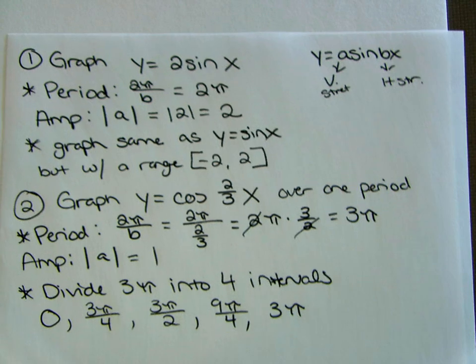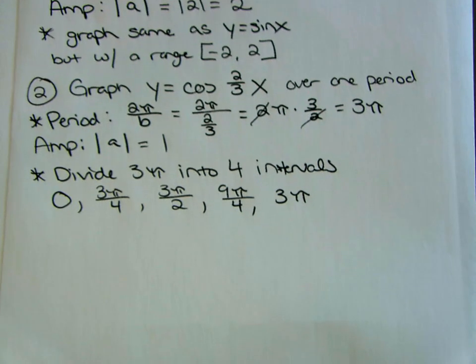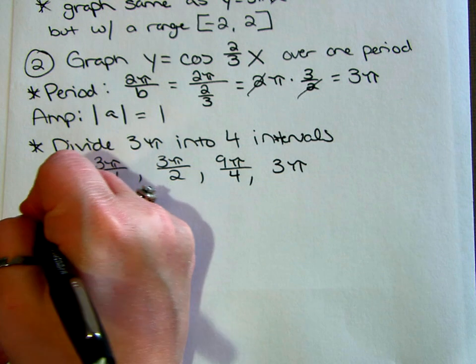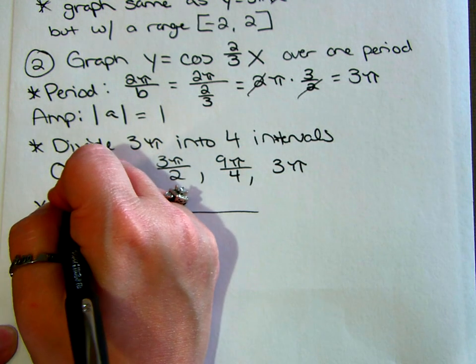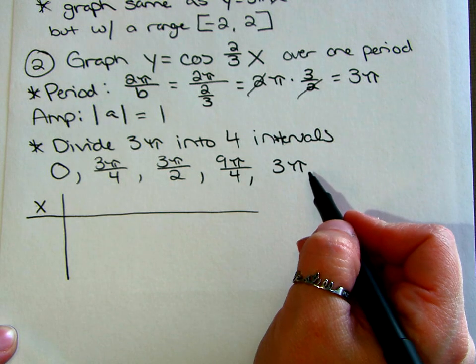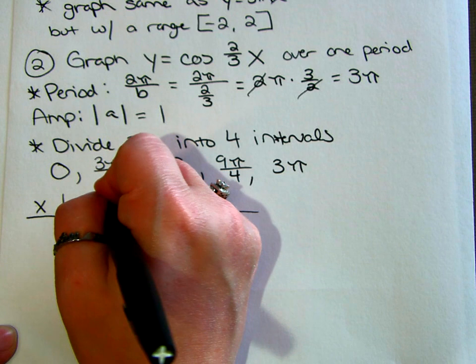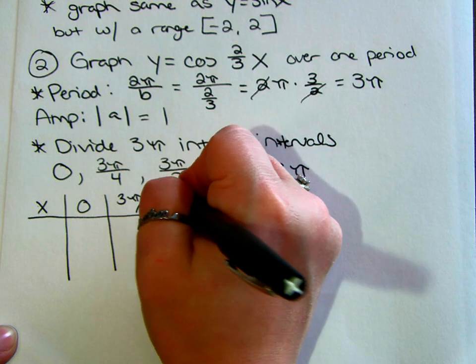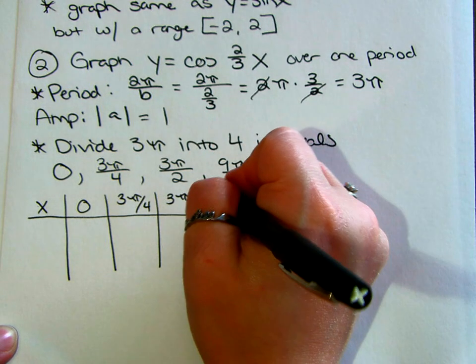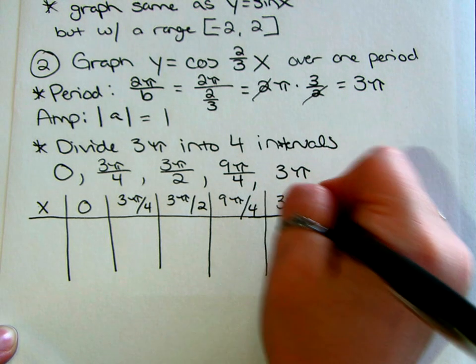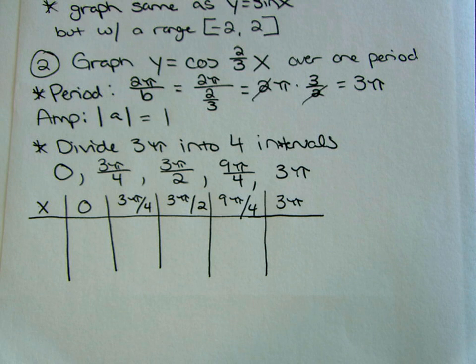And for this, I usually make a table. Our book uses a table, and I think it's nice. It's not like some complicated table. All it does is it helps us keep track of what everything equals. So x, that's going to be these various values that we just found for our intervals. So x is going to be 0, x is going to be 3 pi over 4, 3 pi over 2, 9 pi over 4, and 3 pi. Those are our x values. Those are what we're going to plug into our function to figure out what's going on so we can graph it.